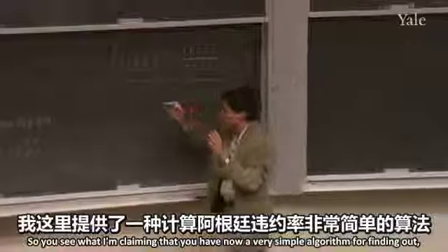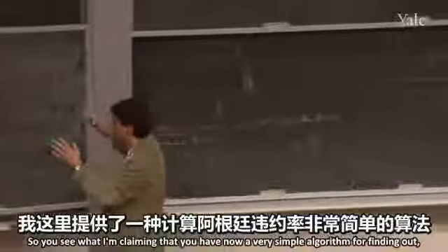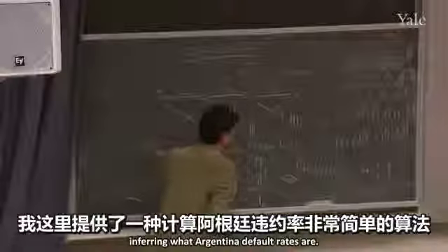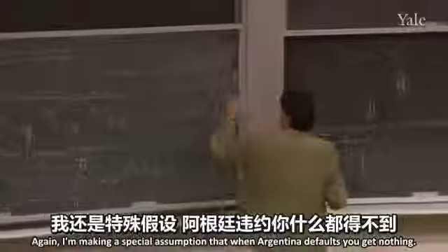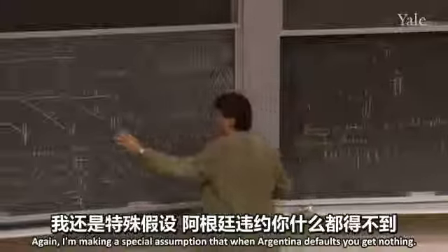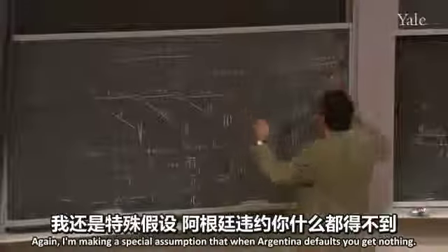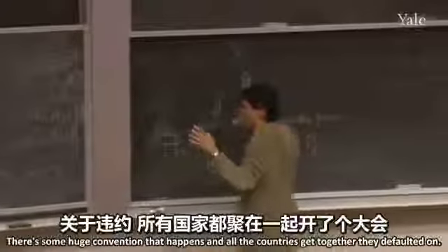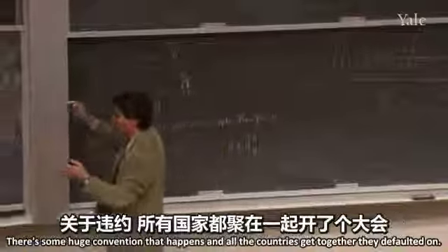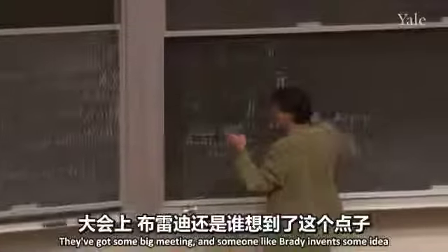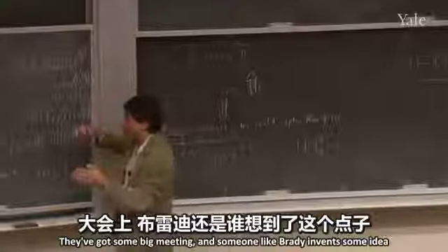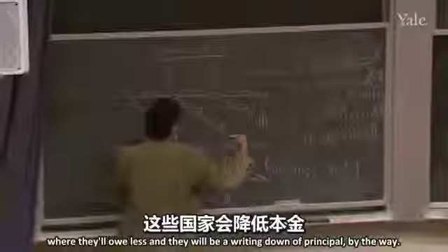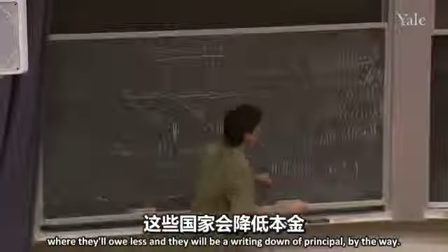That you now have a very simple algorithm for inferring what Argentina default rates are. I'm making a special assumption that when Argentina defaults, you get nothing. That really isn't the case. There's some huge convention that happens, and all the countries they defaulted on get together. They've got some big meeting, and someone like Brady invents some idea, well, they'll owe less, and there'll be a writing down of principal, by the way.